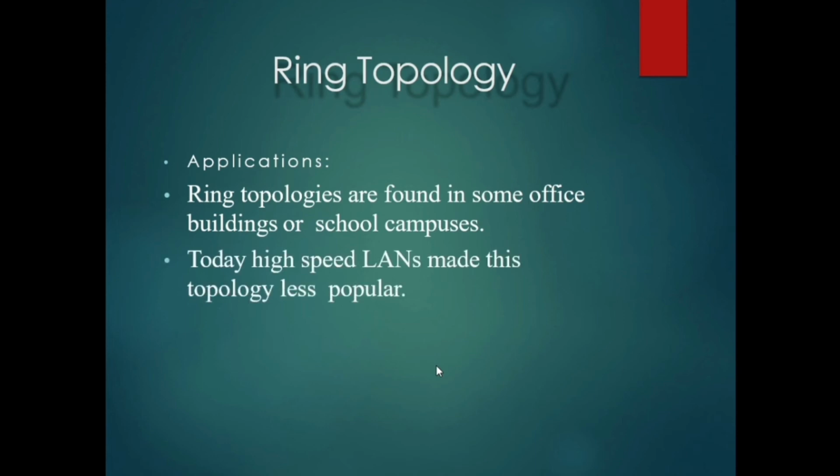And today high-speed LAN has made this topology less popular. Basically in this ring topology, the internet speed will not be as satisfactory as what we use in our house. Basically we use star topology at our house to connect to our local area network. So that's why this ring topology cannot give us a high-speed connection.